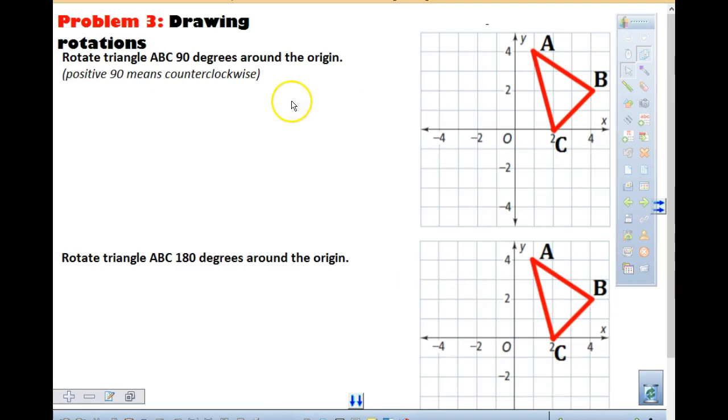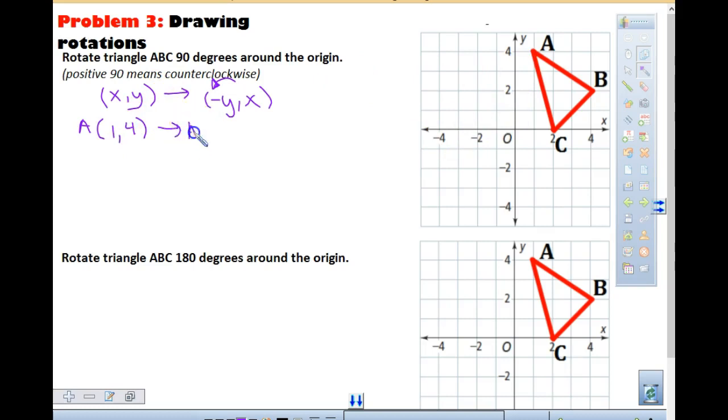So now we want to actually try using our rules. When we are looking at a 90 degree, positive 90 means we're going counterclockwise. So our rule was (x, y). We're going counterclockwise 90, which means I'm going in this direction 90. I switch the order, (y, x), whatever my coordinates are, but now this one becomes the opposite. When you do this in your notes and your homework, we're going to put point A. Point A is located at (1, 4).